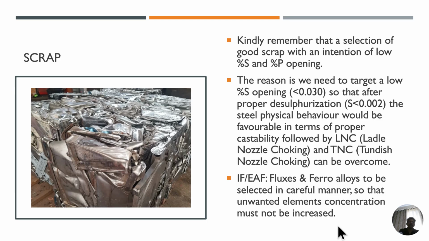Scrap. Kindly remember the selection of good scrap with a low percentage of sulfur and phosphorus. The reason is we need to target a low percentage of sulfur opening, like less than 0.030, so that after proper desulfurization, sulfur less than 0.002, the steel physical behavior would be favorable in terms of proper castability, and LNC and TNC can be overcome. In induction furnace or EAF, fluxes and ferroalloys are to be selected in a careful manner so that unwanted elements concentration must not be increased.